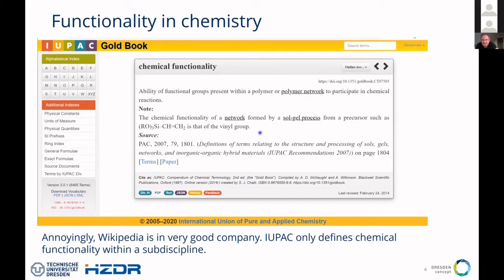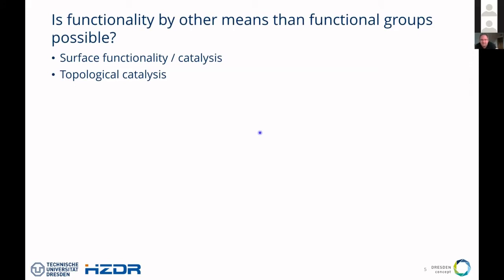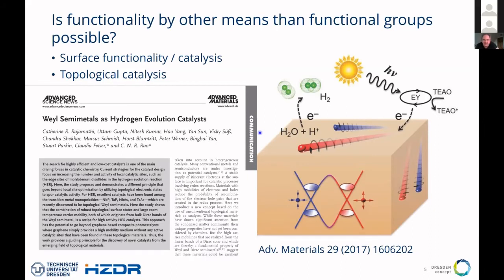So what happens if a material does have a functionality, but doesn't have a functional group? We had that for many, many years, for example, in surface catalysis. For many years, people have been working on surfaces where no functional groups were available, yet there was functionality, and people could do chemical reactions and drive catalysis. What adds a little bit of spice to that observation is the presence of topological catalysis. And I would like to draw your attention here to a paper authored by Claudia Felser and Sienna Rao that appeared in 2017.